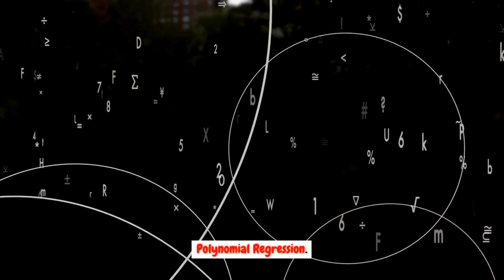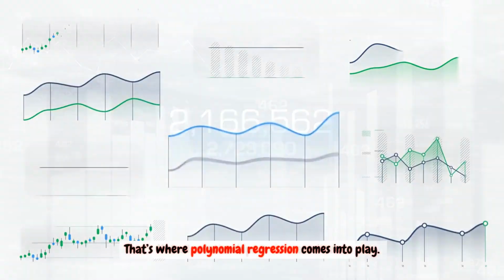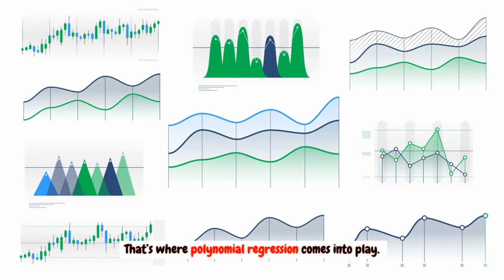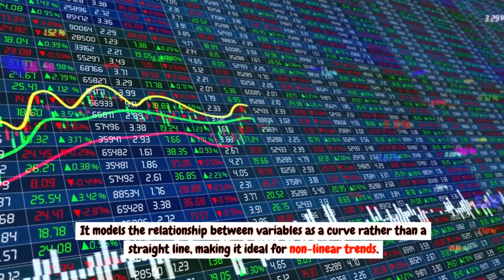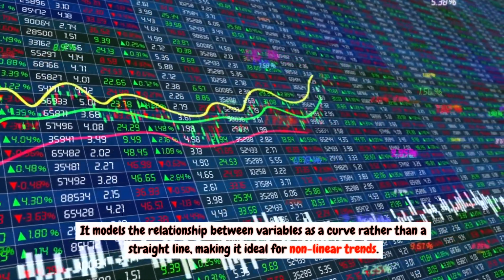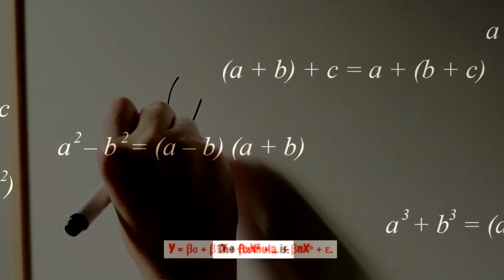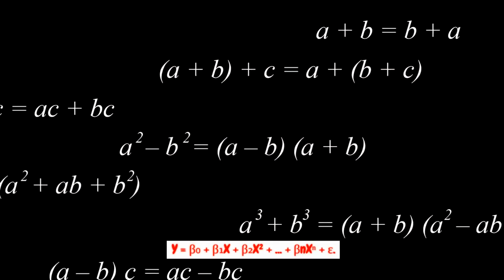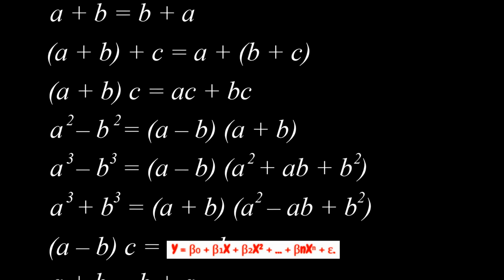Polynomial regression. Not all relationships in data are linear. That's where polynomial regression comes into play. It models the relationship between variables as a curve rather than a straight line, making it ideal for nonlinear trends. The formula is y equals beta0 plus beta1 x squared plus beta n x to the power of n plus epsilon.